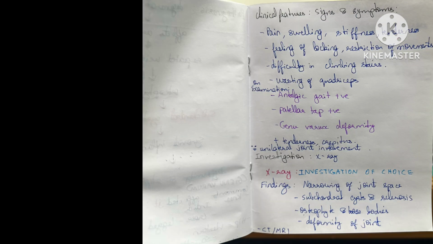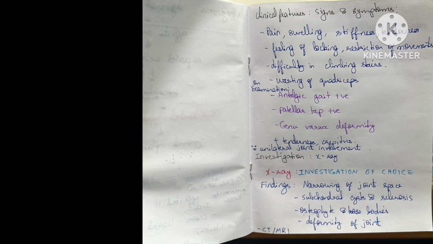What are the signs and symptoms of osteoarthritis? The usual symptoms are pain, swelling, stiffness, and tenderness, a feeling of locking and restriction of movements, difficulty in climbing stairs, often told by the patients, and wasting of quadriceps. On examination, antalgic gait will be positive, patellar tap will be positive. We can notice a genu varum deformity.